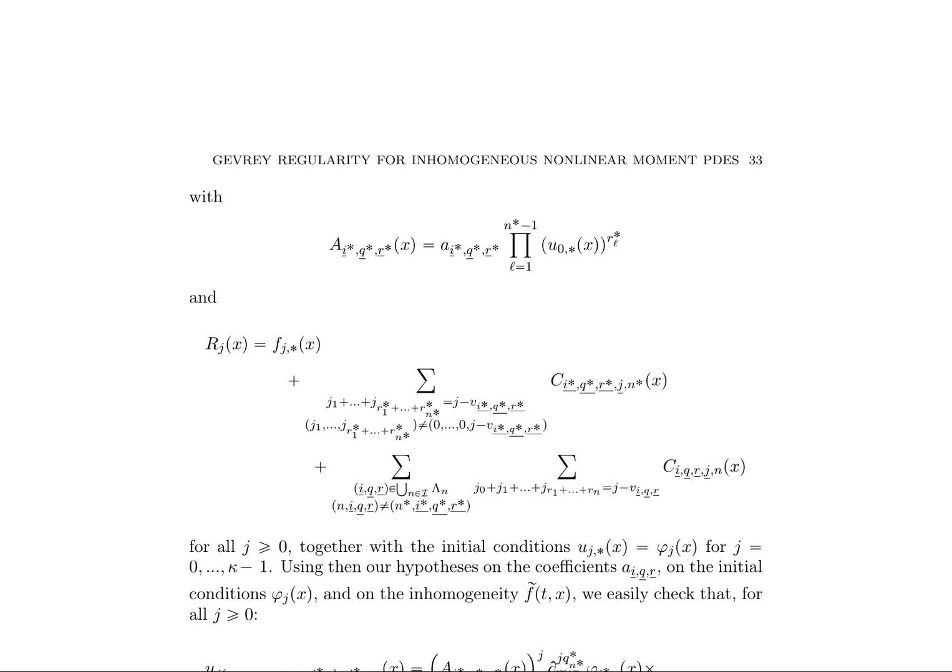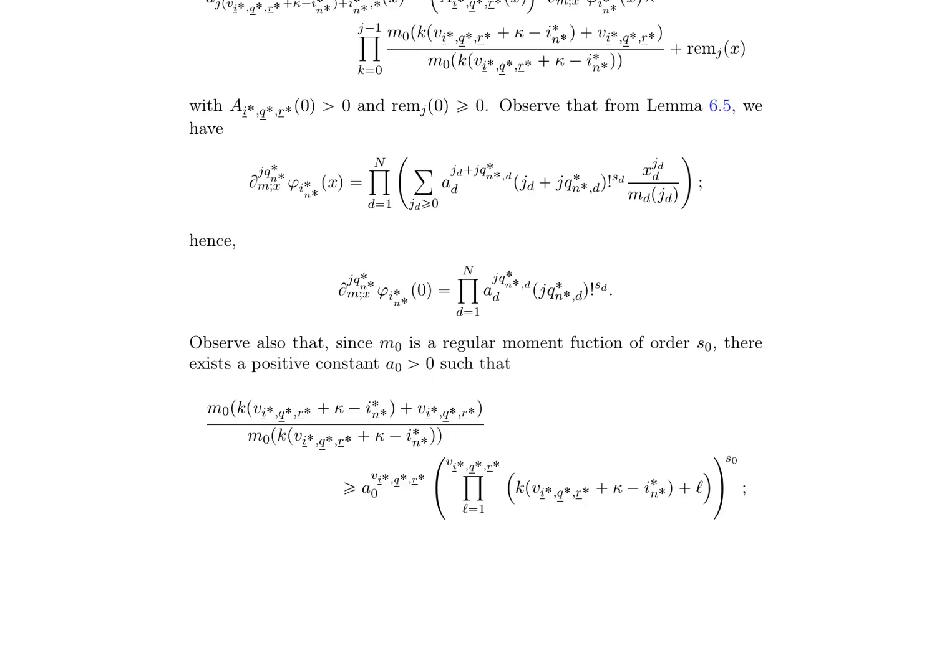Here is the combined summary of pages 33 and 34. The paper discusses the Gevrey regularity of inhomogeneous nonlinear moment partial differential equations (PDEs). The authors consider a system of PDEs with coefficients I, Q, R, initial conditions phi j, and inhomogeneity R F of t, x. They assume certain hypotheses on the coefficients, initial conditions, and inhomogeneity. Using these hypotheses, the authors derive an equation which involves the coefficients I, Q, R, initial conditions phi j, and inhomogeneity R F of t, x.